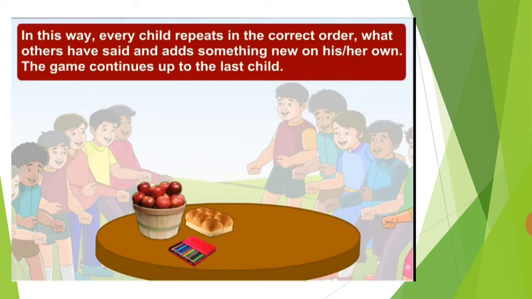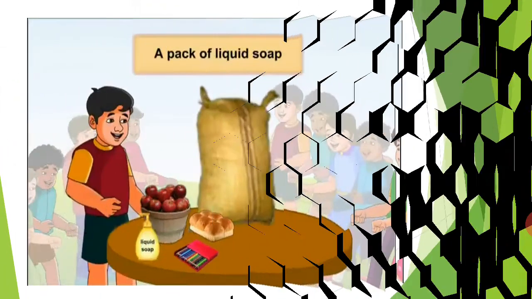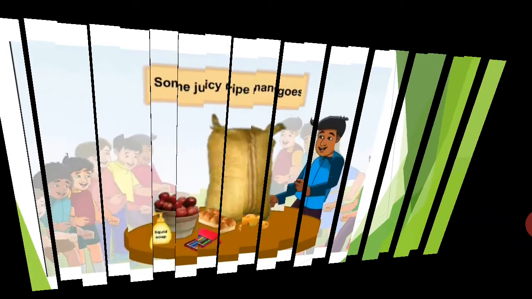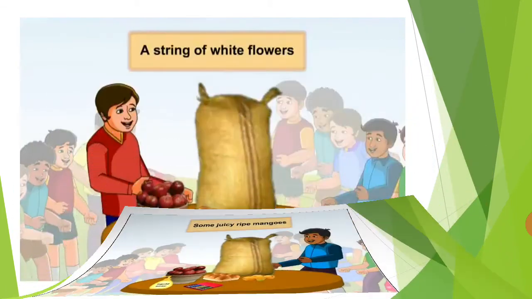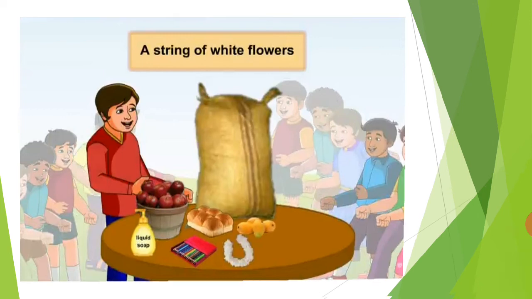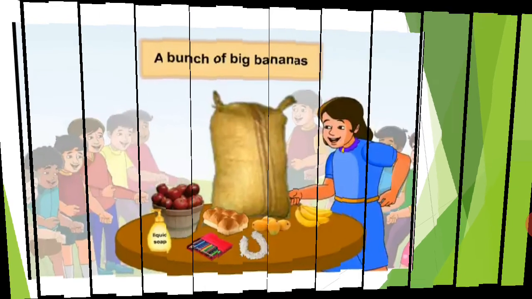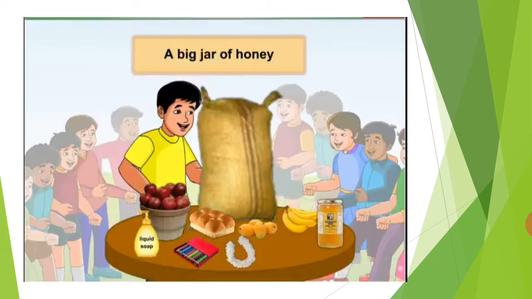So, children, in this way, one child will come and he will say a sack of gram flour. The next child will say, they can add anything like a pack of liquid soap, some juicy ripe mangoes, a string of white flowers. You can see here on the table. A bunch of big bananas, a big jar of honey.